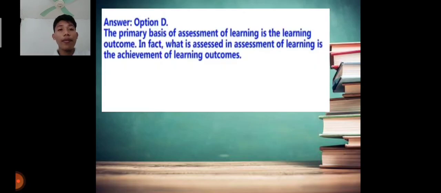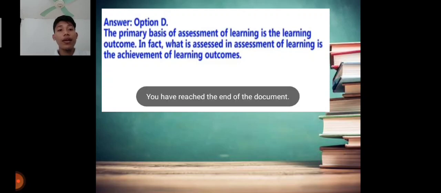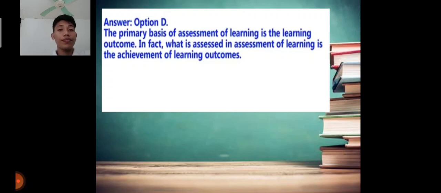Why? The primary basis of assessment of learning is the learning outcome. In fact, what is assessed in assessment of learning is the achievement of learning outcomes. So, that's all. Thank you for listening to this rationalization.